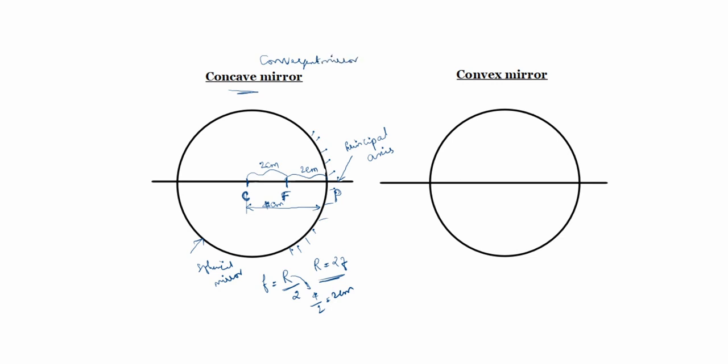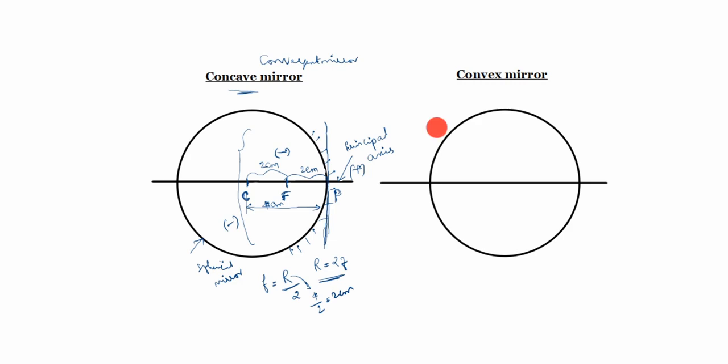You see in this case, this inside portion, all inside is minus. You have to draw the line here. This is plus, and this all side is minus. We will see this briefly in sign convention. Okay, now we will go with convex.